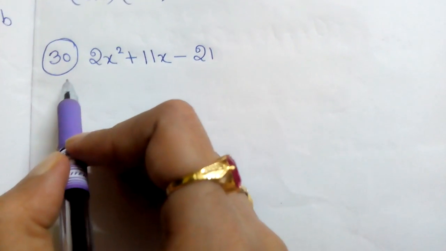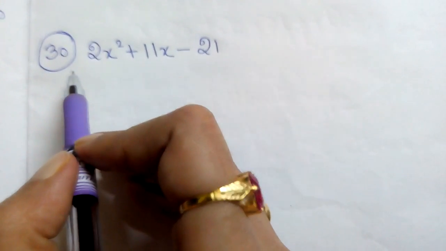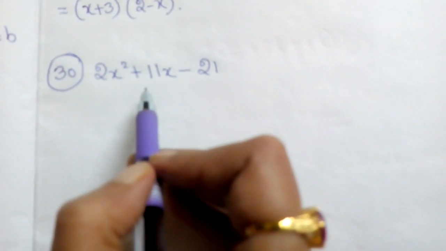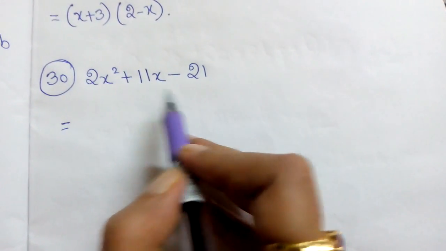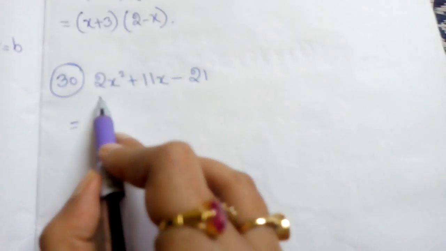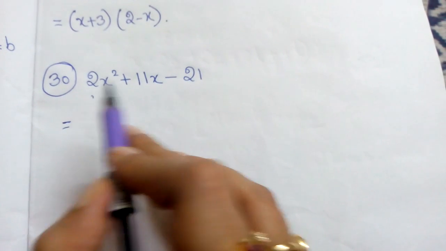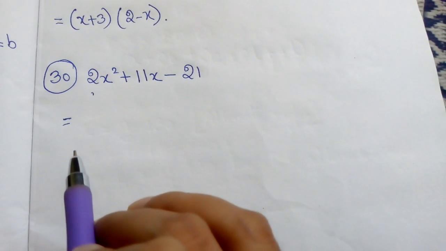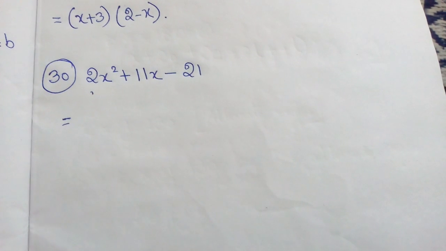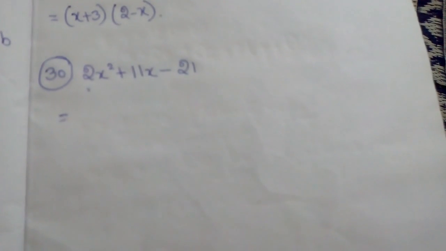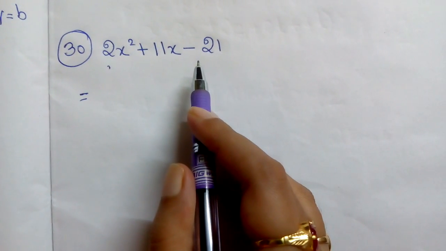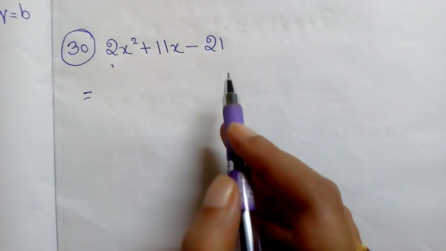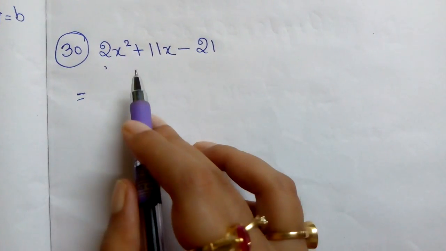Now we are going to solve sum number 30, 2x square plus 11x minus 21. In this case 21 first we are going to multiply with 2. So 21 into 2, how much we will get? 42. So 42 we can get as 14 into 3, and if we subtract 14x minus 3x we will get 11x.